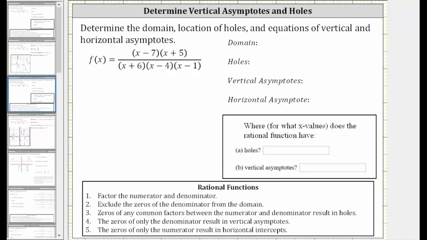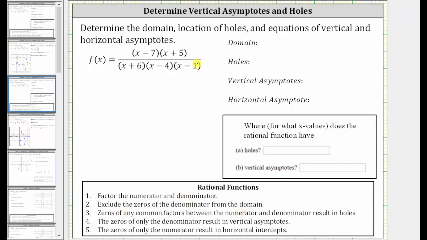In this video, we will determine the domain, location of holes, and equations of vertical and horizontal asymptotes of the given rational function. The first step is to factor the numerator and denominator, which has already been done for us. The next step is to find the domain. We exclude the zeros of the denominator from the domain because division by zero is undefined. It's important to find the domain before we try to simplify the function.